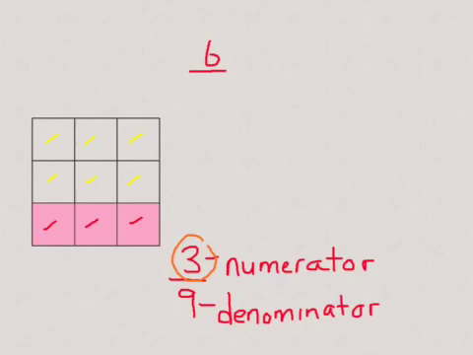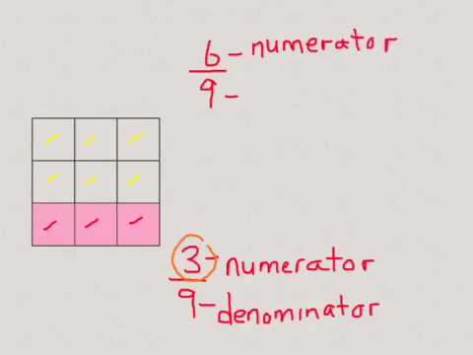And what is the denominator? Just now we counted altogether, there are 9 equal parts. So you write 9 over here. So children, once again, 6 is the numerator. Yes, numerator.